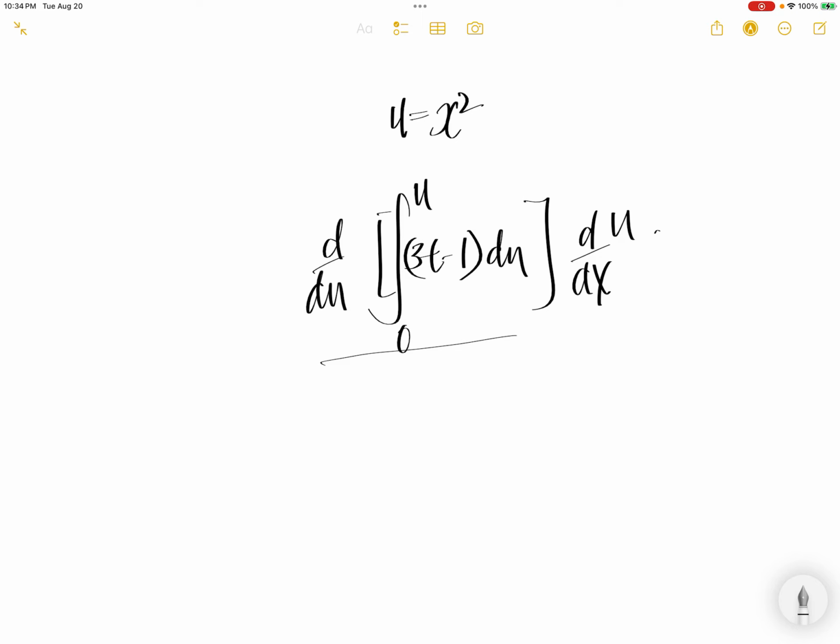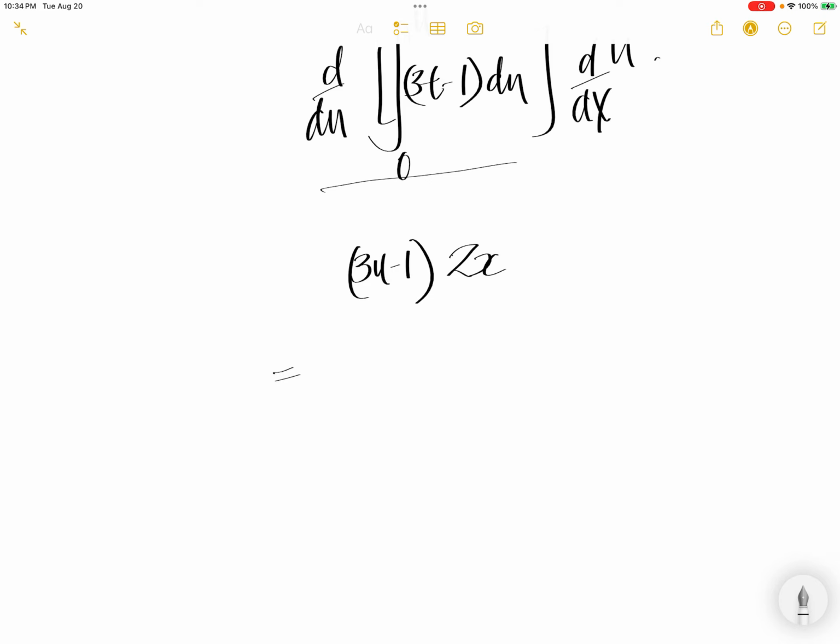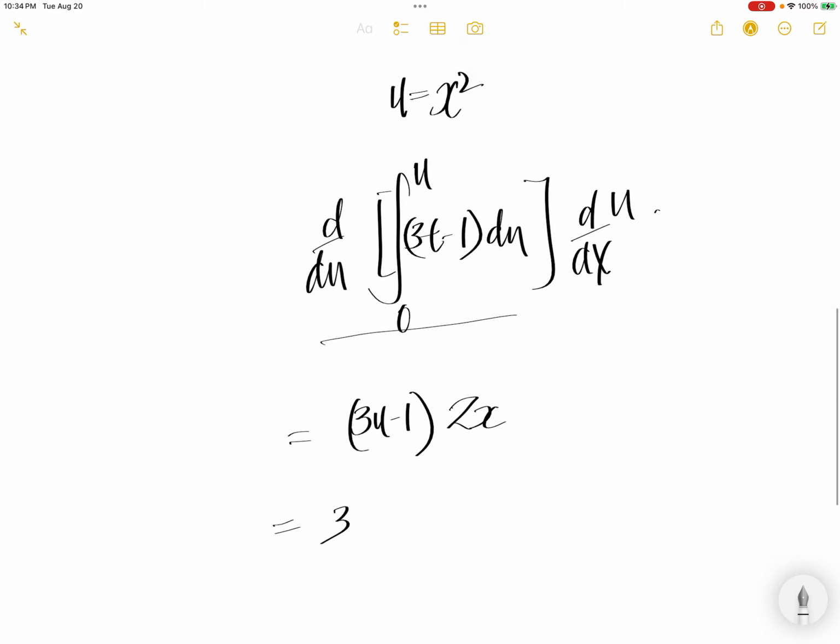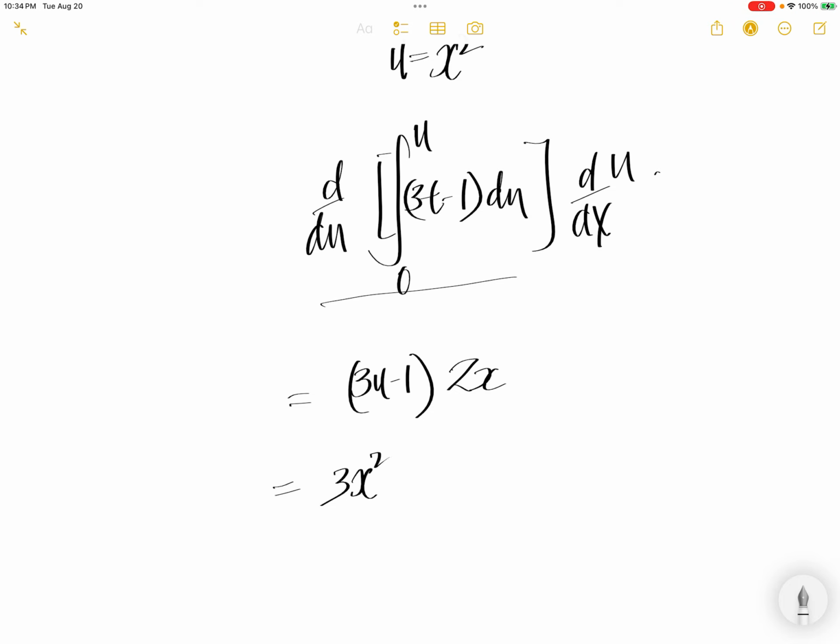Now, for this piece, it's easy. You have it as 3u minus 1 from the fundamental theorem of calculus. The du dx, since u is equal to x squared, you get 2 comes down, and then x. But what is u? Replace u back to the x squared. So it is 3x squared minus 1 times 2x.